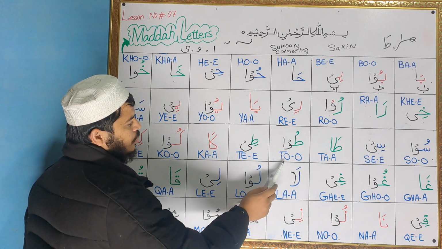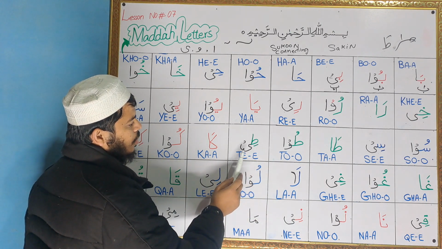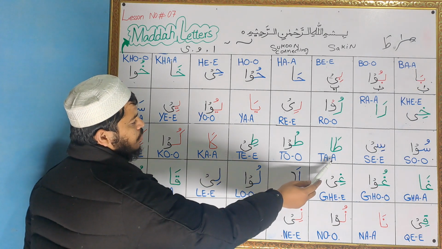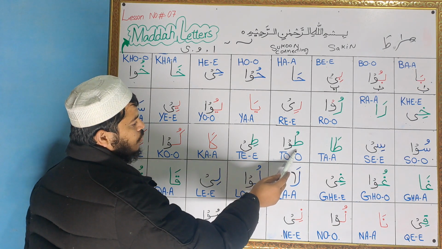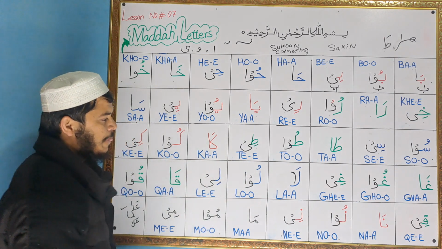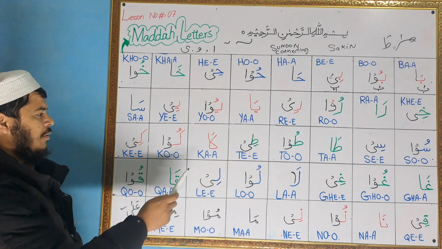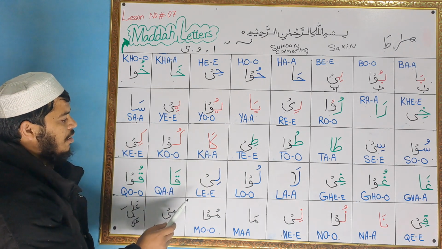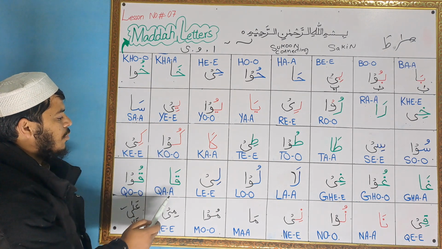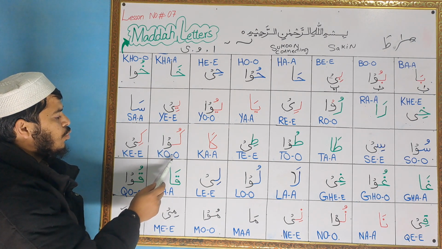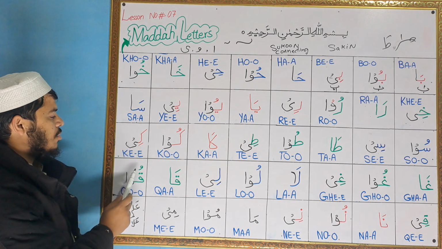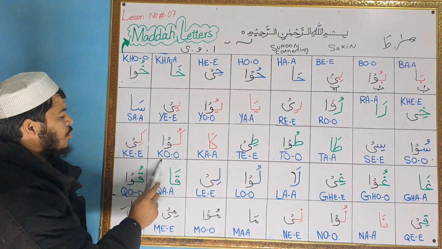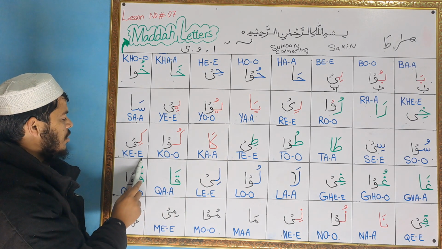waw, dhamma, tu, ta, ya, kasra, ti, ta, tu, ti. Then kaf, alif, fatha, ka, kaf, waw, dhamma, ku, kaf, ya, kasra, ki, ka, ku, ki.